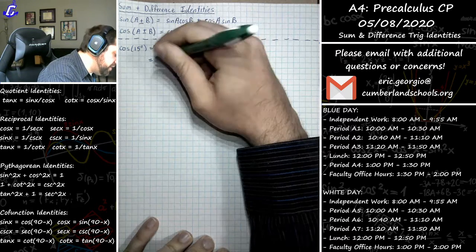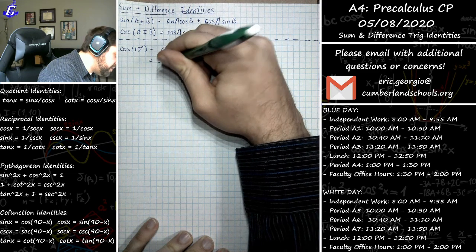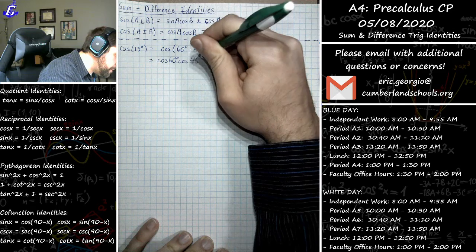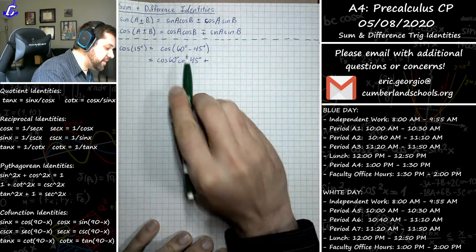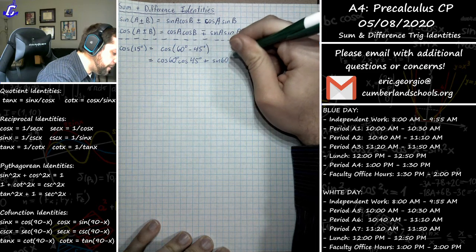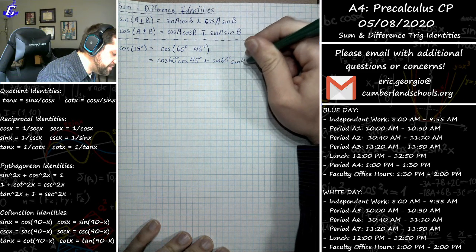We can say this is the cosine of 60 degrees times the cosine of 45 degrees plus, again, the sign is going to switch on cosine, the sine of 60 degrees times the sine of 45 degrees.